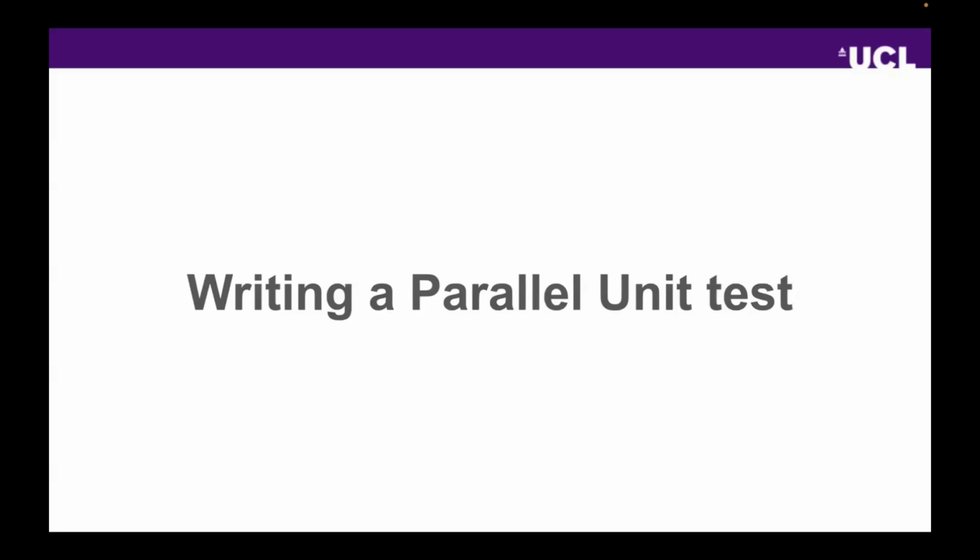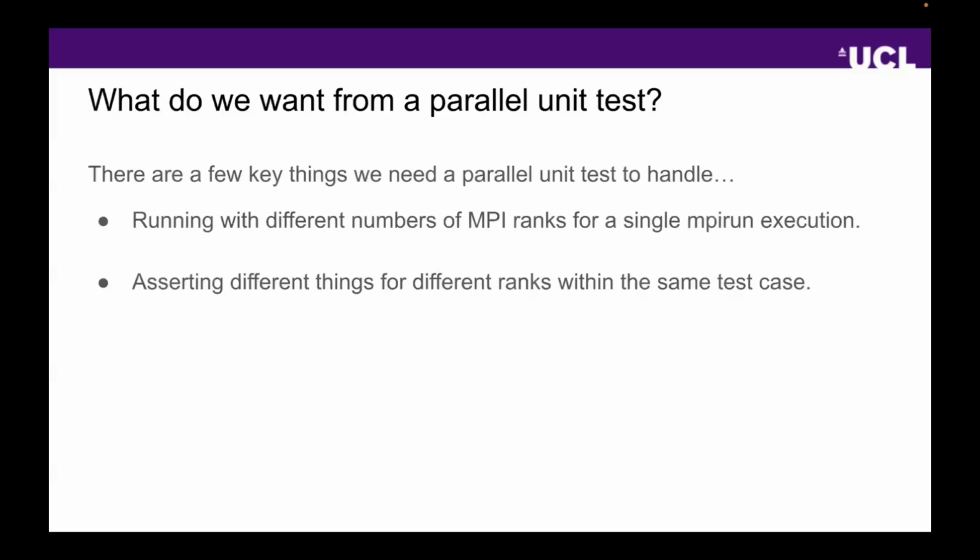So this is going to use a similar example from the exercises repository. But first of all, I just want to say what do we need from a parallel unit test? Why is this going to be different from the serial unit test? First of all, we want to be able to run different numbers of MPI ranks for a single test. So I want to run a test, and then I get a range of tests run for, say, 1 rank, 2 ranks, so however many I want.